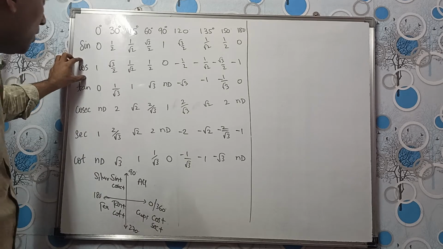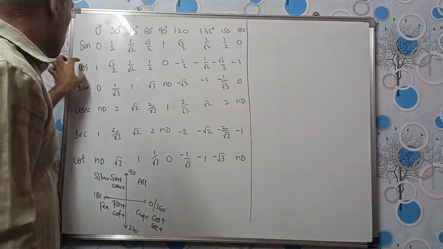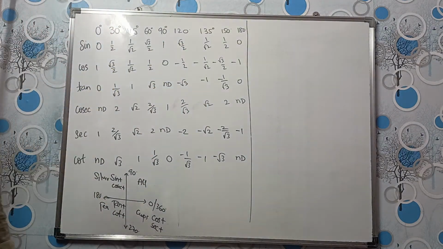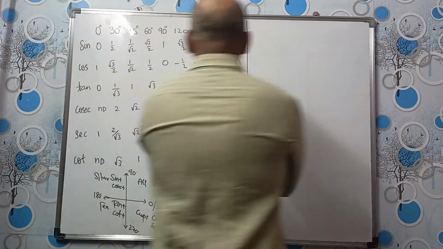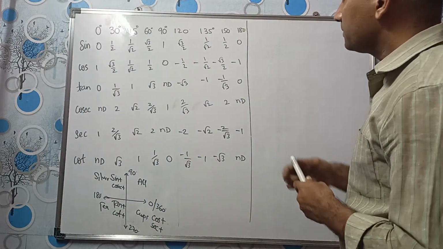So cos 120 is minus 1 by 2. Cos 135 is minus 1 by root 2 and so on like this. Alright. We wrote till 180 degrees, right? What should we write now?